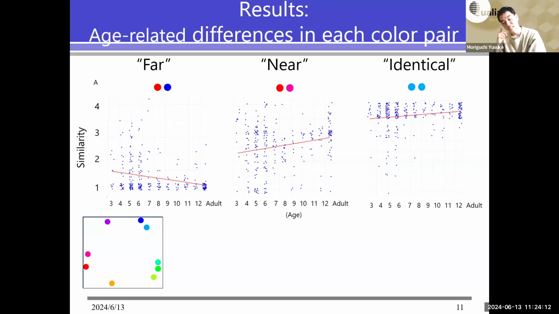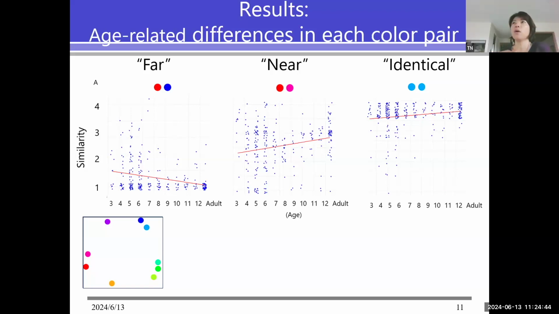Yeah, I see. You are right. We used only 10 colors, so near or far is also very relative distance in this specific study. Maybe if we use 93 colors for this experiment, we can clearly answer your question. But right now, you may be right. Sorry, I cannot answer clearly.